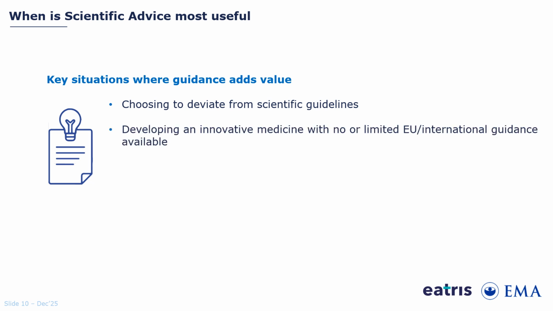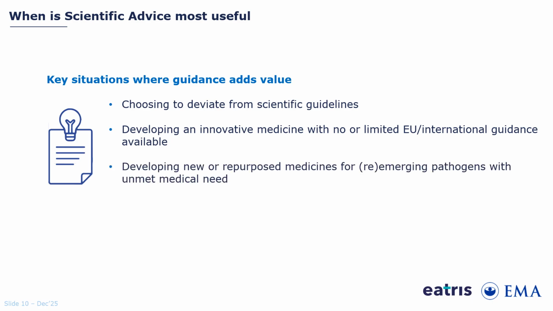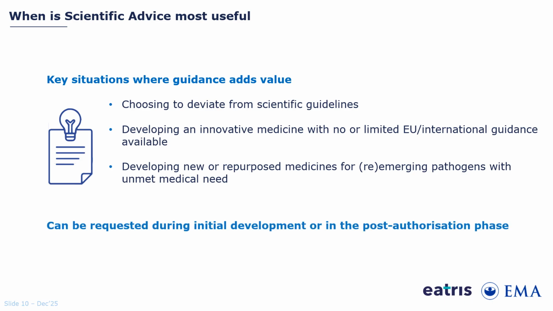You are developing an innovative medicine and there appears to be no or insufficient relevant detail in EU guidelines or international guidance documents, or in pharmacopoeia monographs, including draft documents or monographs released for consultation. You are developing new or repurposed medicines targeting re-emerging pathogens for which there is an unmet medical need but insufficient or no guidance is available. Medicine developers can request scientific advice repeatedly and at any stage, during the initial development of a medicine before submission of a marketing authorization application or later on, during the post-authorization phase.